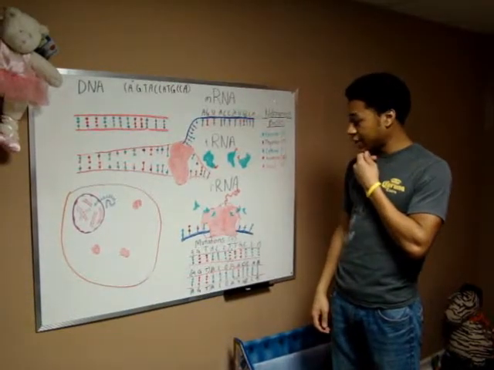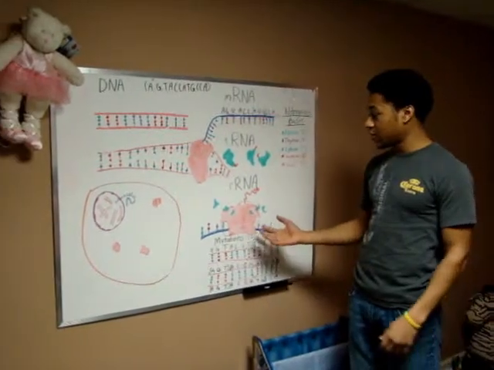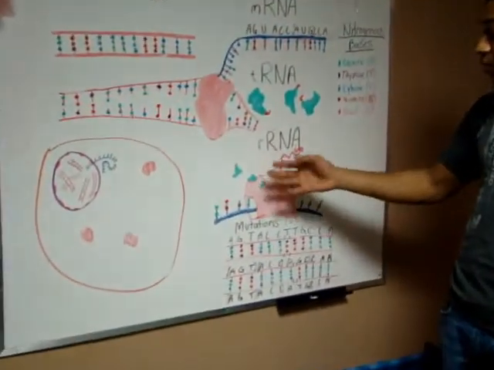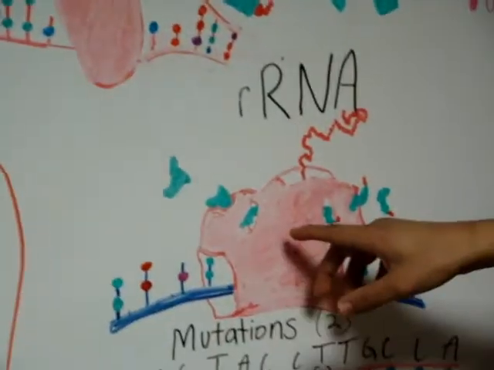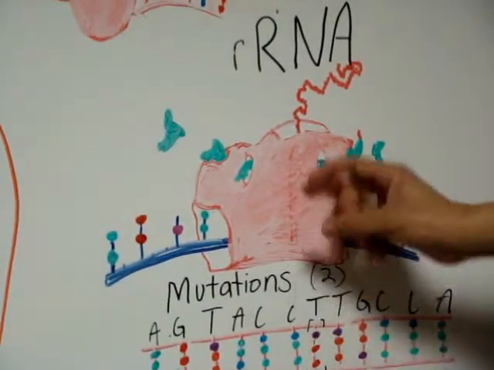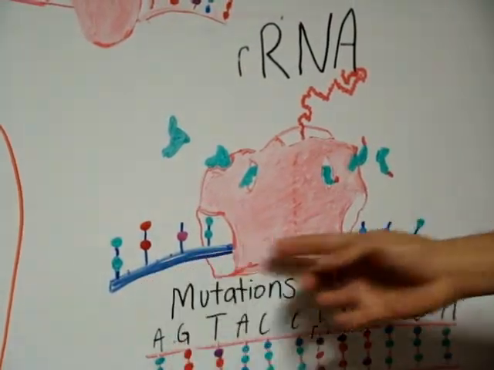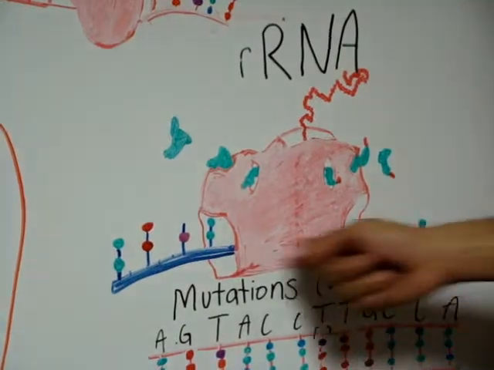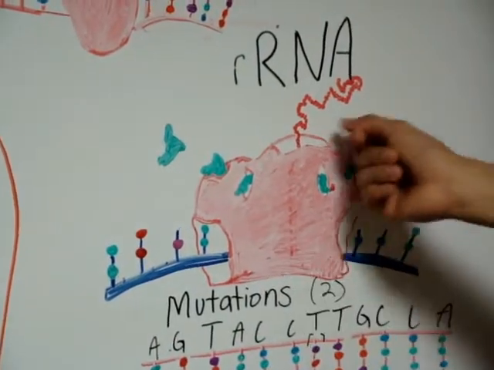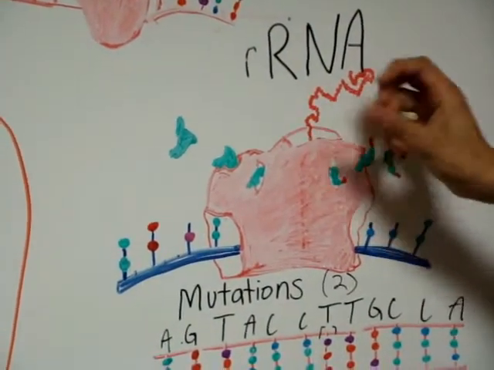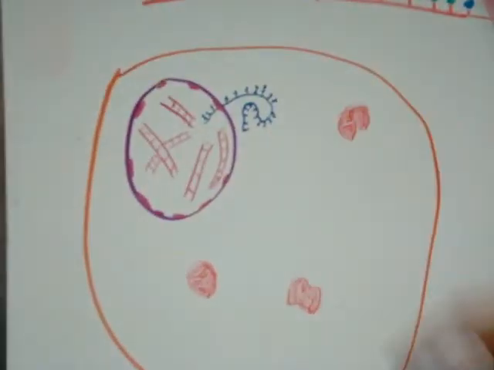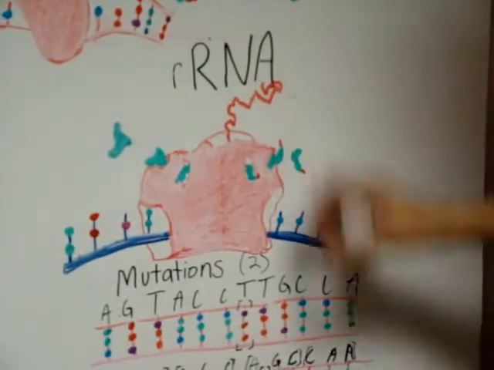Also, it is essential to know that during translation, the ribosomal RNA, this pink or red part right here, is essential to straighten the mRNA out so it can be read, and then the amino acid can be printed on it. As you see, as it exits here, it's all curly and squiggly. So when it's here, it's really straight, and it's going through.